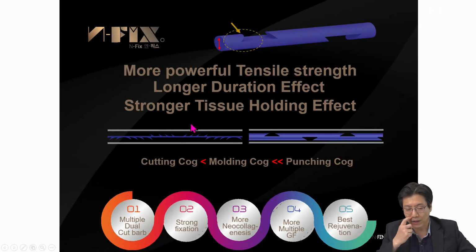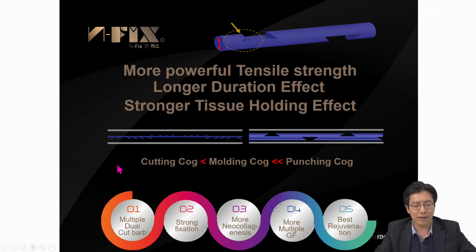And today I'm going to use the N-fixed thread for facial rejuvenation. And these threads look like this. We make this triangular shape space with some punching procedures. So we call it punching cog.